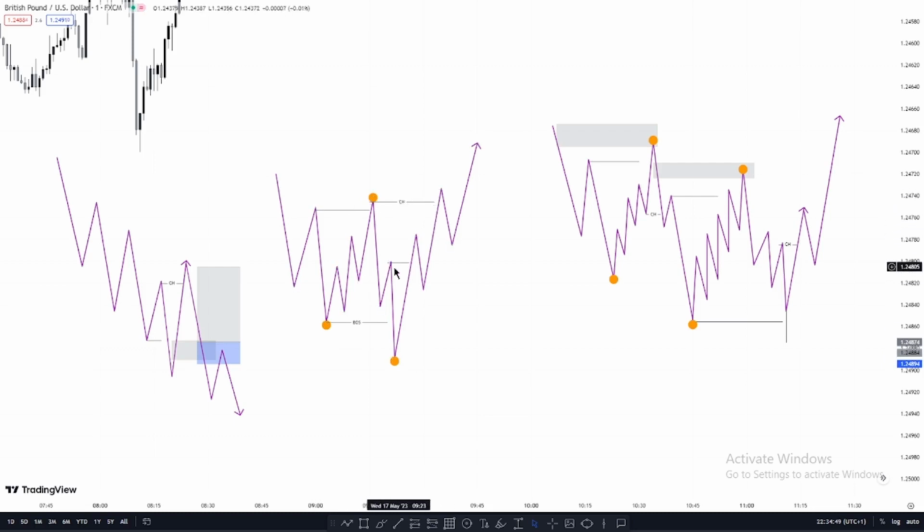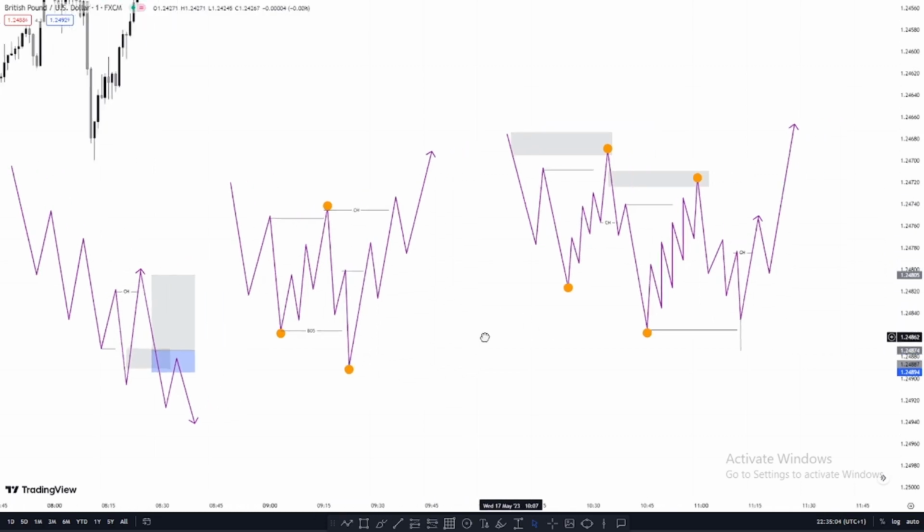All right? This is not your change of character, guys. This is liquidity being taken out here. Your change of character is here because this is your last significant lower high before this lower low in the case of a downtrend. All right? So this becomes your CHoCH. That's the first way. Second way is this.